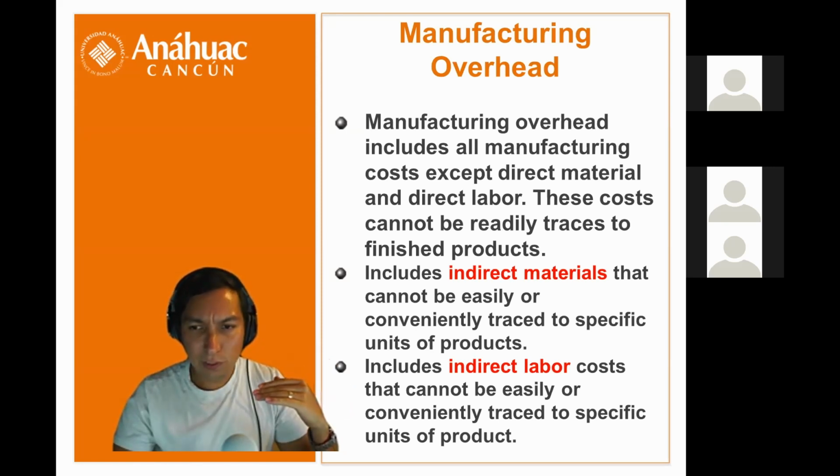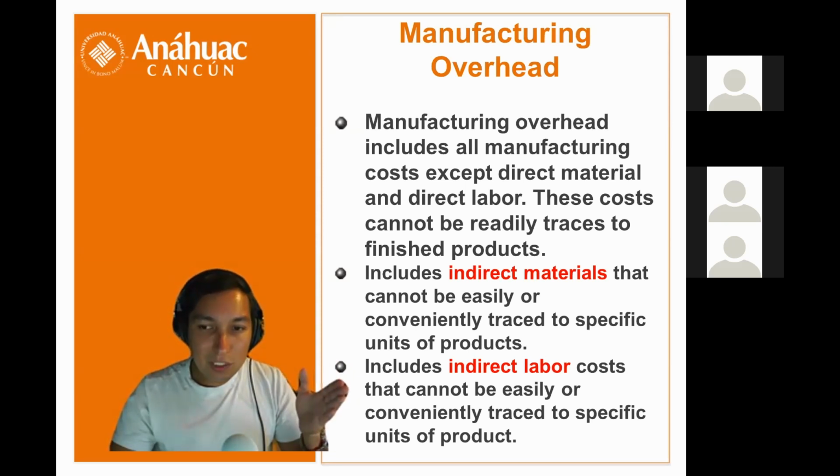So this would include our indirect materials, which I just explained, like oil, grease, and lubricants on machines. It's a material and we use it up in the process, but it doesn't become part of the vehicle. So it's not part of the finished product.